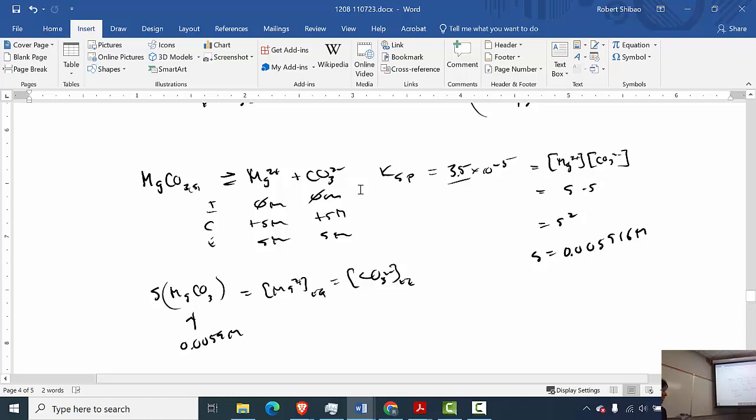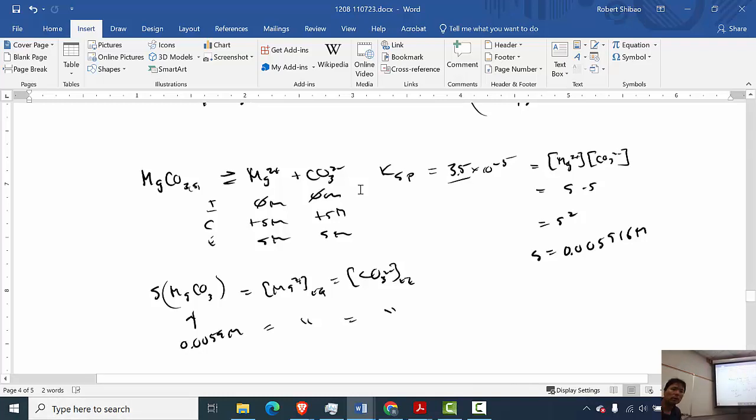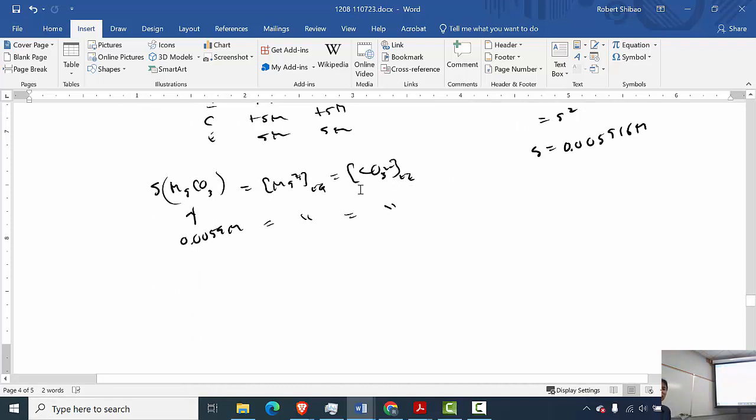And it turns out for every mole of magnesium carbonate that dissolves, we're going to have 1 mole of magnesium. It's a 1-to-1 mole ratio. And so that's going to equal that concentration. And it's also going to equal the carbonate concentration, because this is all 1-to-1 stoichiometry. And so we have 0.0059 molar. All right, let's move on to magnesium fluoride. See how much magnesium ion we get with magnesium fluoride.